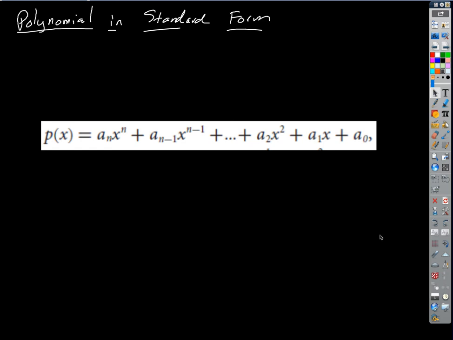Let's just take one of these terms, like this one right here, for example. Here's a term in a polynomial. What's the coefficient of that term?